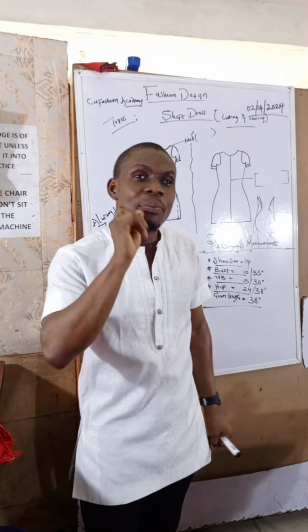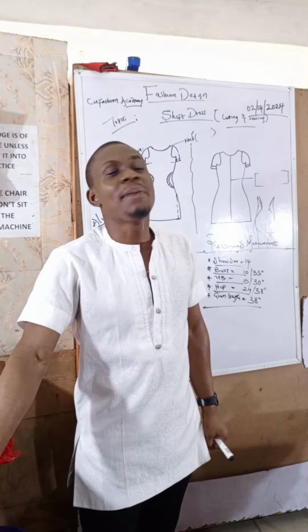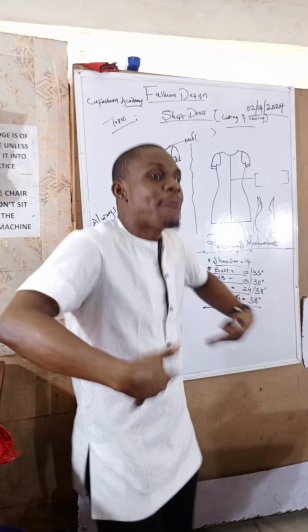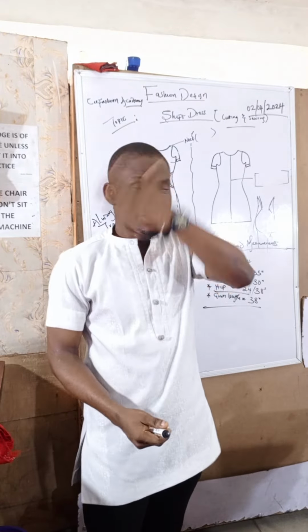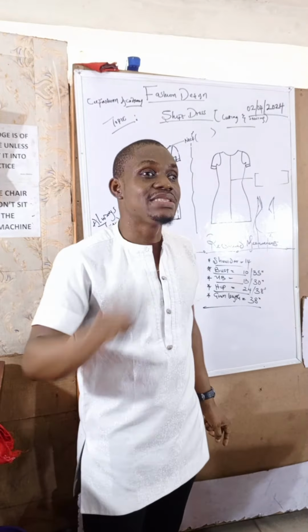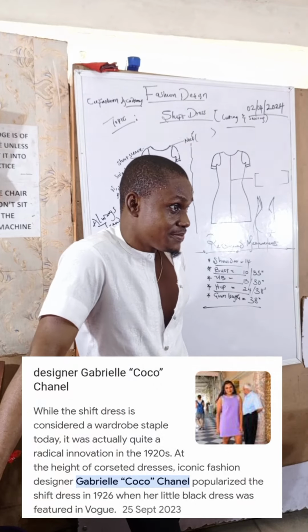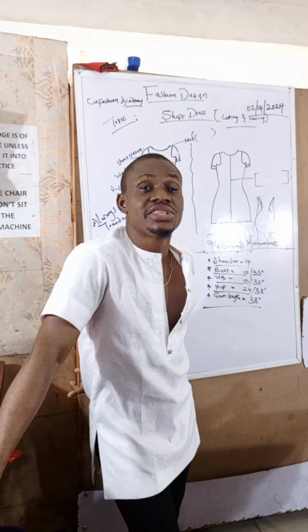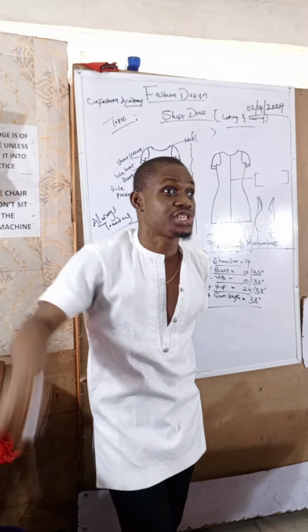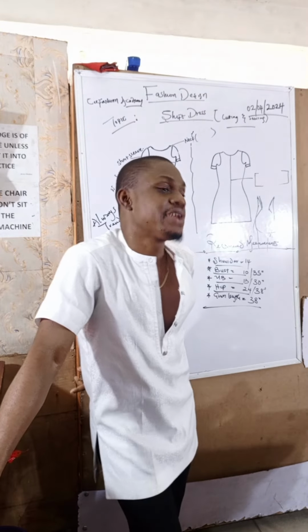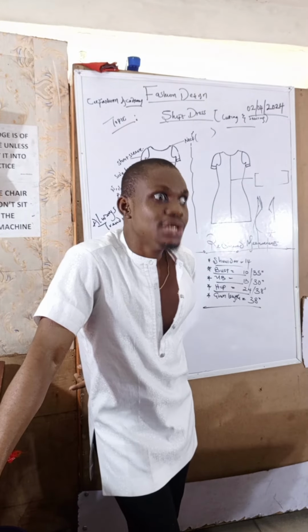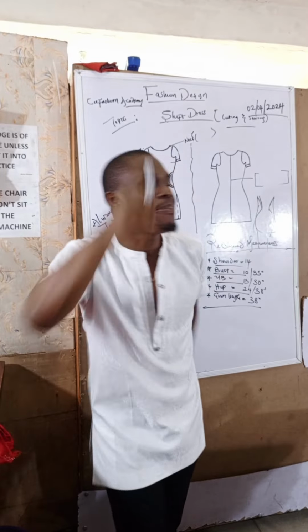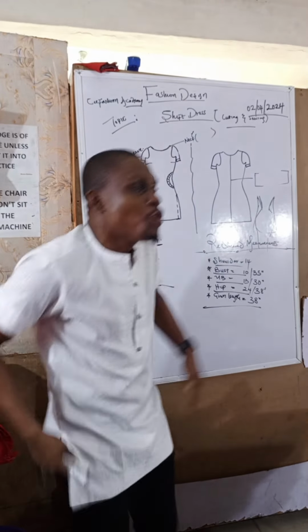So now, one person came and introduced a new type of dress. This particular person's name is Chanel. You will know Chanel. He's a very prominent, legendary designer. In fact, there are even Chanel products now. It's a very luxury name. So he came and introduced a type of dress that will enable you walk around freely.